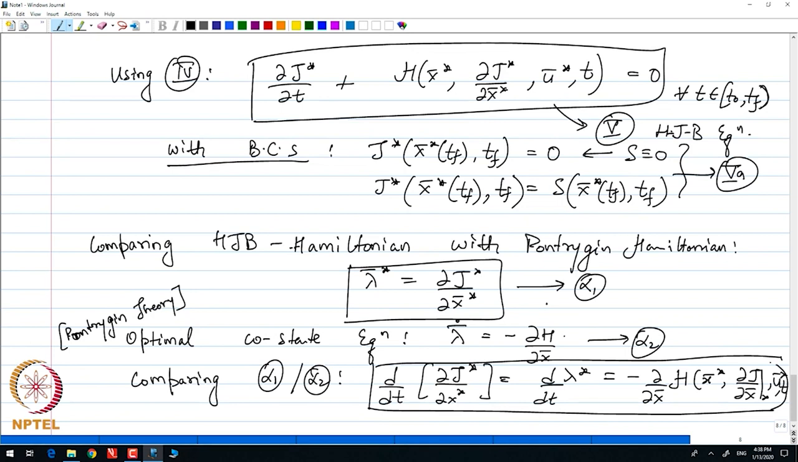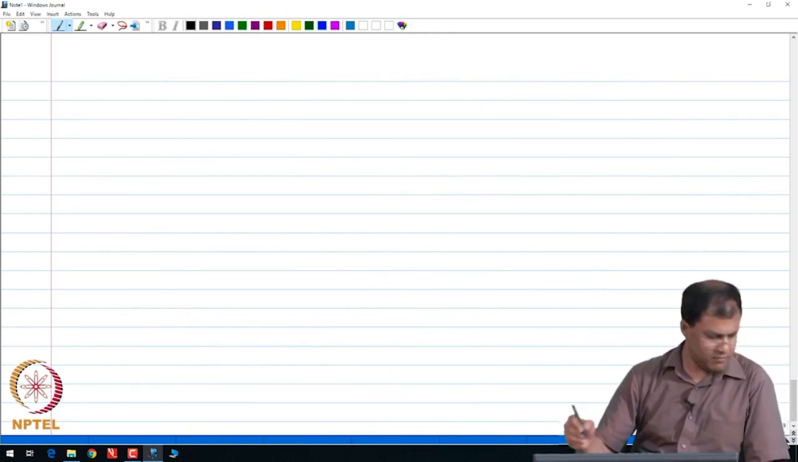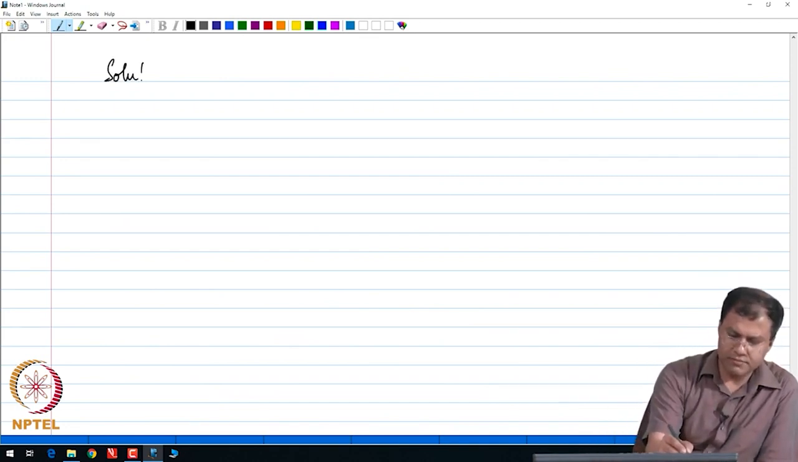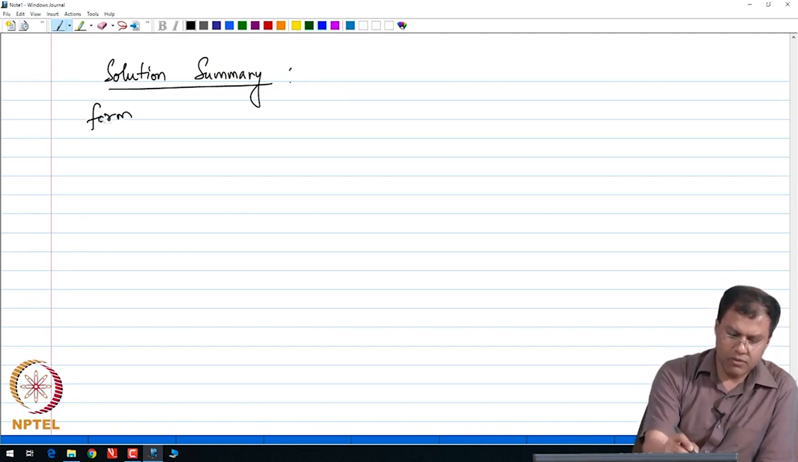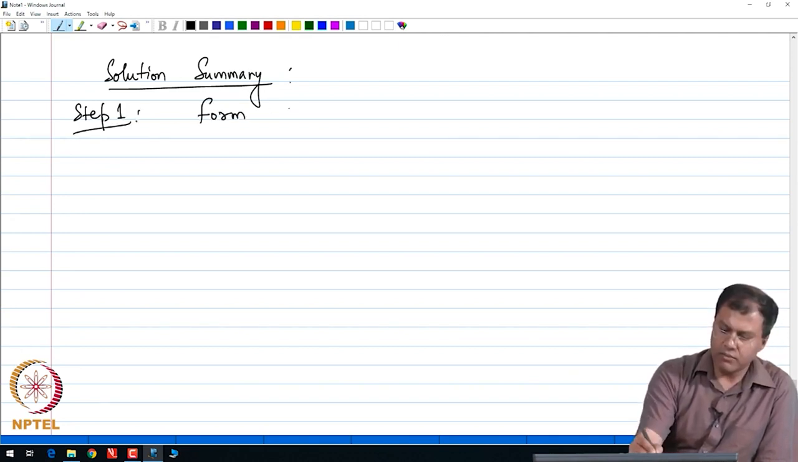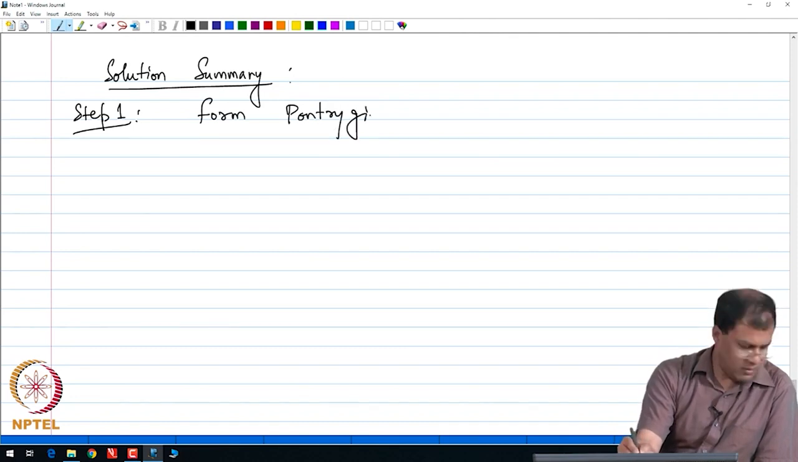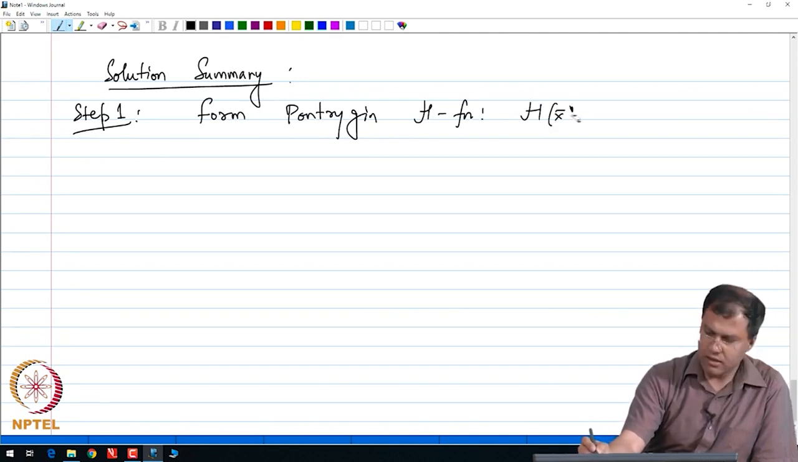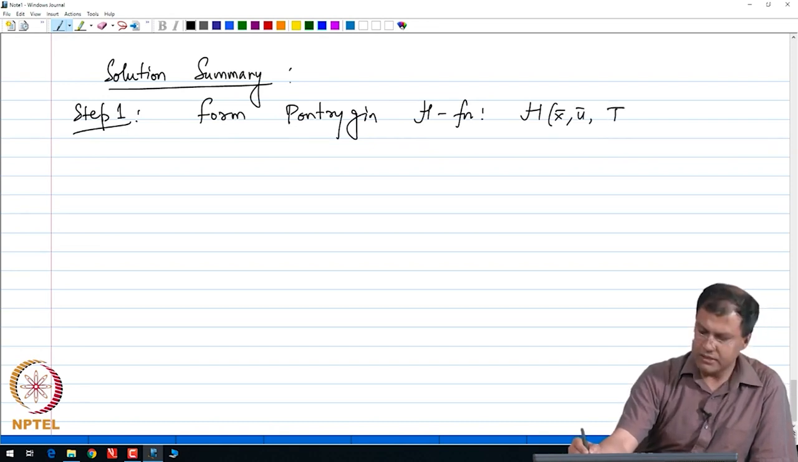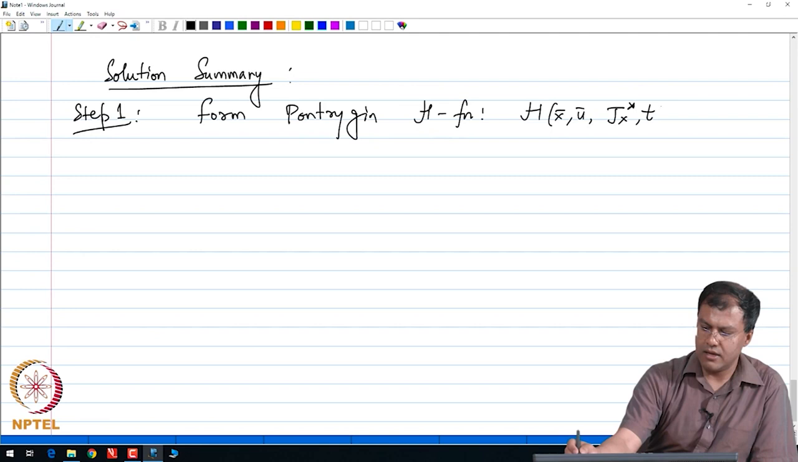So let us now summarize our solution methodology, and then we will look at an example, right. So the solution methodology for our HJB setup is as follows. So solution summary. Okay. So what do we do? First we form, so step one is form the Pontryagin H function, which is H of x bar, u, comma J star x t, right.